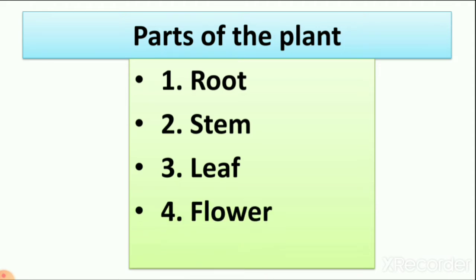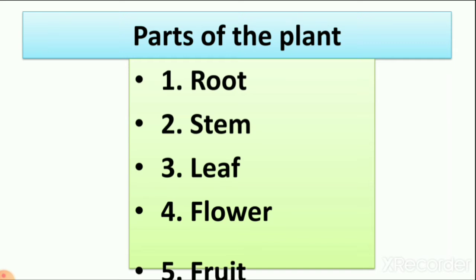Then number four, flowers. The flower is the part of the plant which gives fragrance and sweetness to the fruit. Most of the fruits grow from the flower. So the flower changes into the fruit. We don't get every fruit from a flower, but most flowers change into fruit.